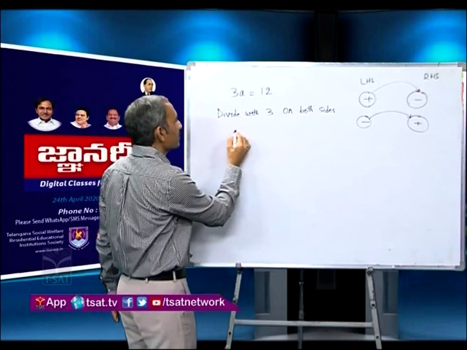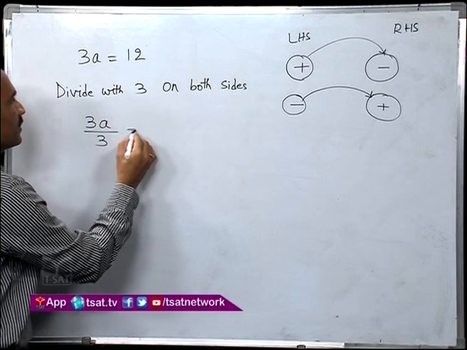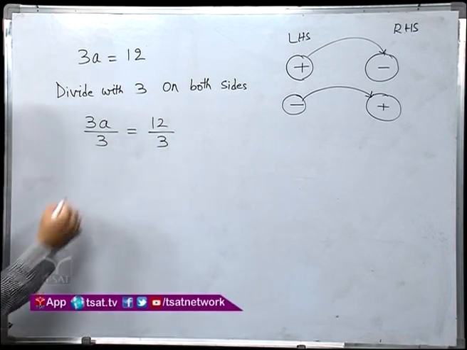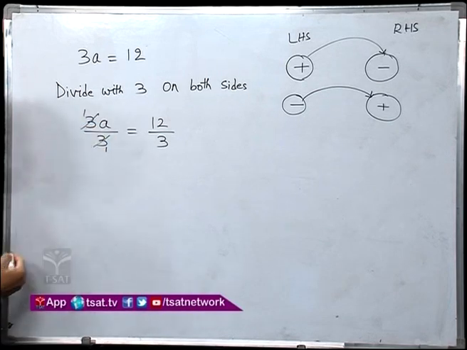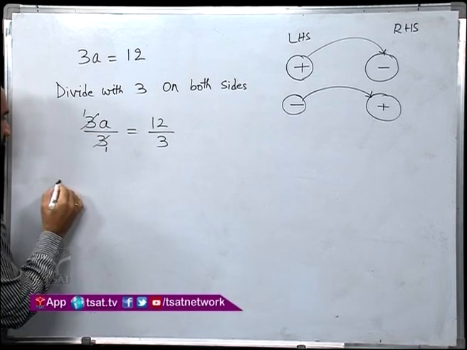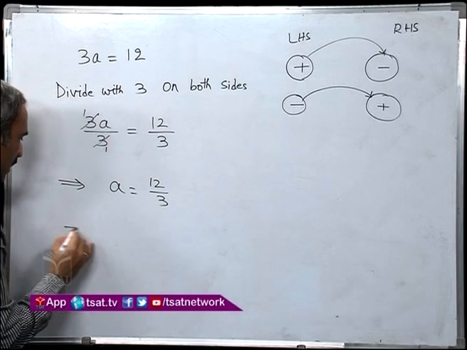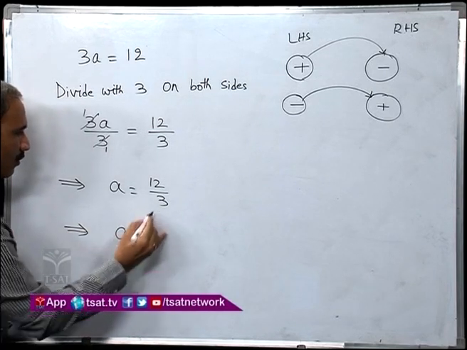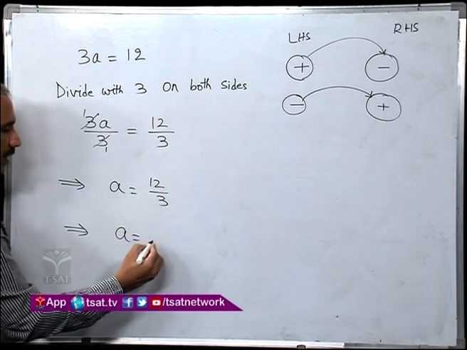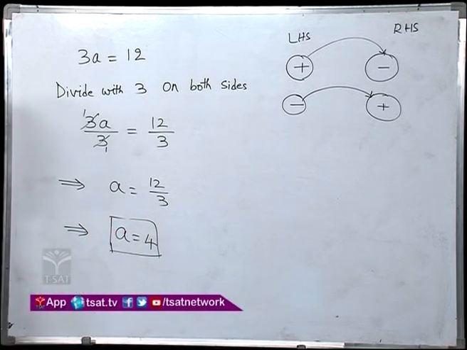That means 3a by 3, division is nothing but by, is equal to 12 by 3. Am I right? Now, 3 ones are 3, 1 by 1 is 1 only, 1 into A is A only. That implies A is equal to 12 by 3. That is nothing but A is equal to what? 3 ones are 3. 3 goes how many times? 4 times. Therefore, A is equal to 4 is the solution.